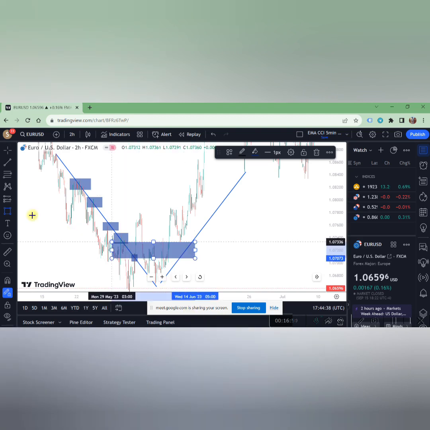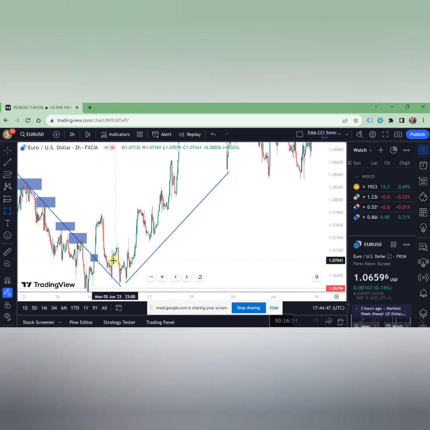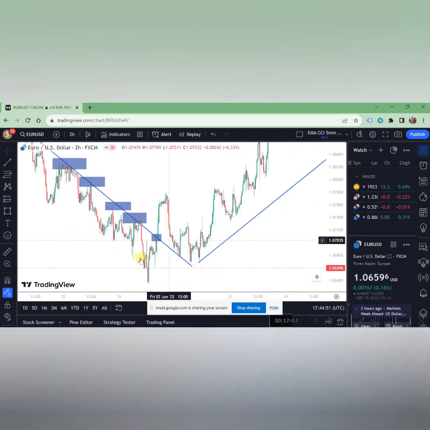However, if you realize that when it gets to this point, it broke this trend line completely. Initially it broke it, retested. Let me zoom in a little if it will help us to see clearly.